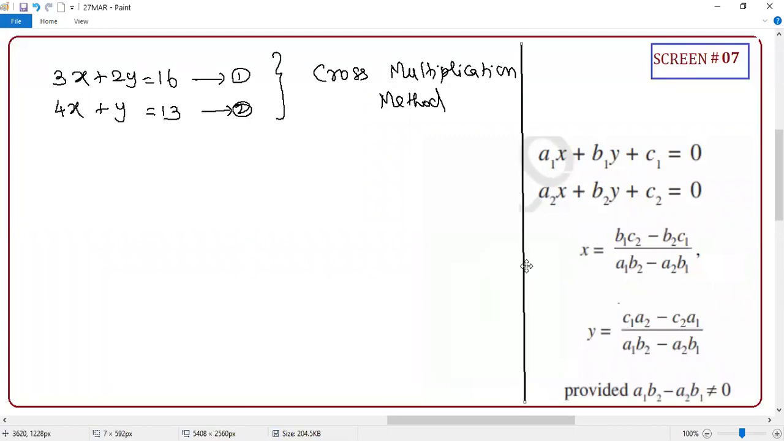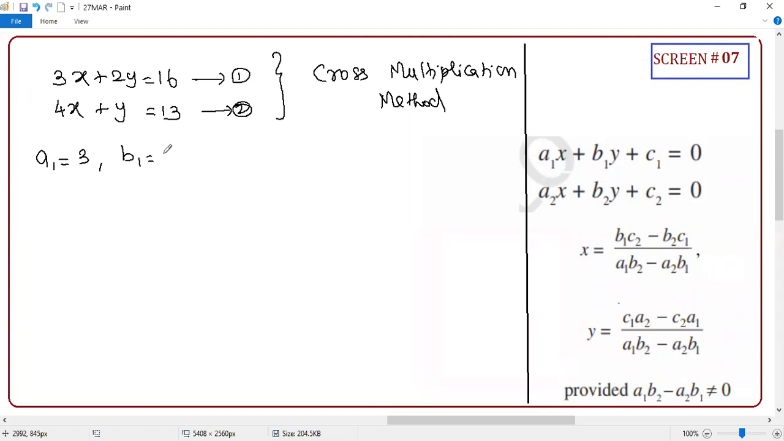According to the rule, you are going to find three different values from equation number 1, and three different values from equation number 2. In equation number 1, A1, B1, C1, and in equation number 2, A2, B2, C2. Guys, learning is not just for scoring. Learn it just 5 minutes now. So A1 equal to 3, B1 equal to 2, C1 equal to 16 or minus 16?